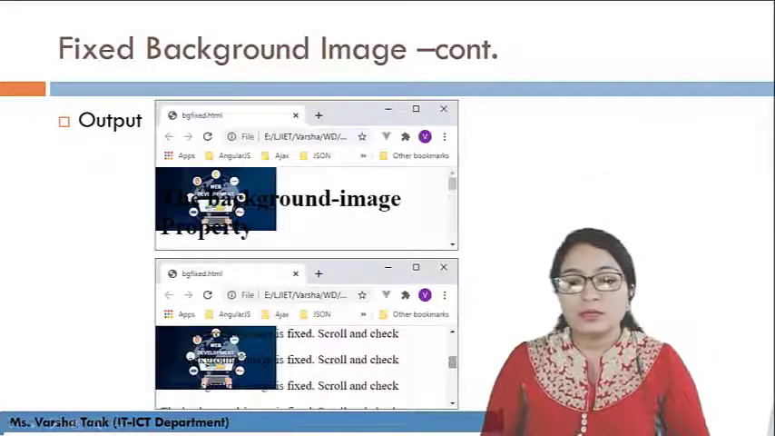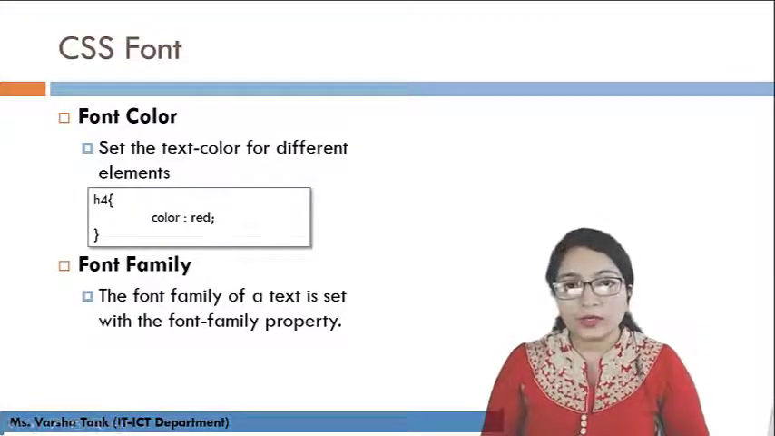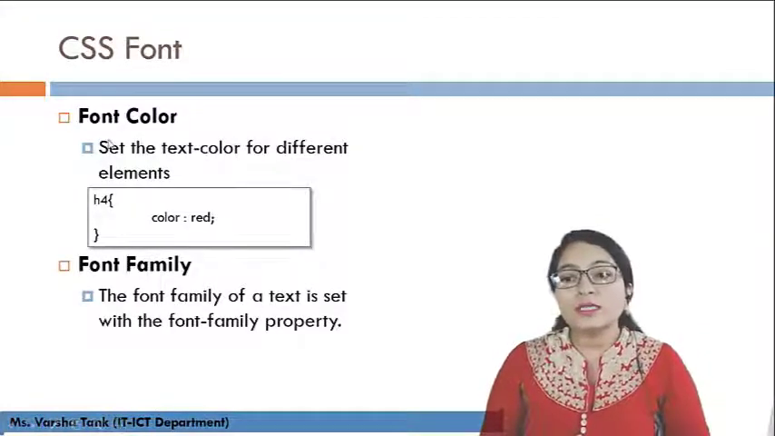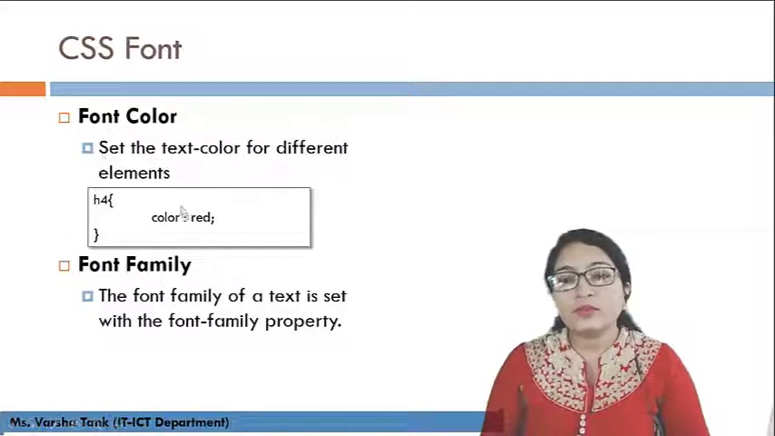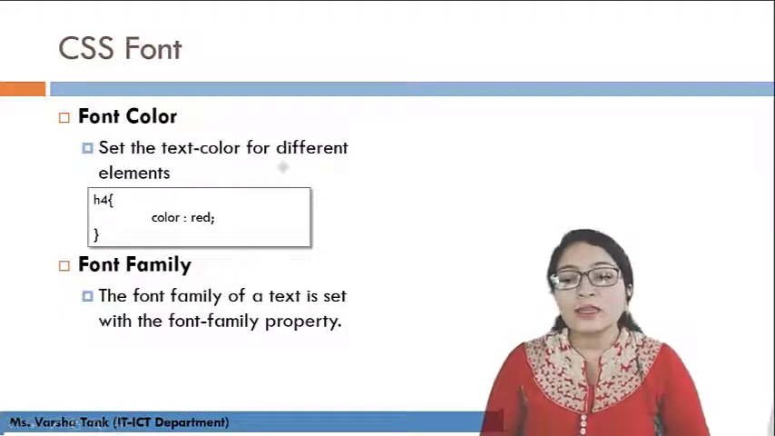Okay, so here you can see the output that we have seen in the practical. Now the next one is the CSS font. Whenever you are going to change the foreground color of the font, at that time you have to use this color property. So set the text color for the different elements, that is, color: red.